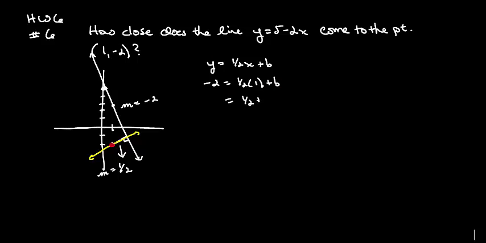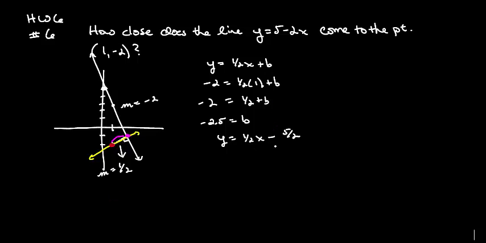Okay, so this is 1/2 plus b is equal to negative 2. So that's negative 2.5 is equal to b. So I get y is equal to 1/2 x minus 5/2. Now what we're going to do is, to figure out where they're closest, we'll figure out this intersection point, and then we'll figure out that length.